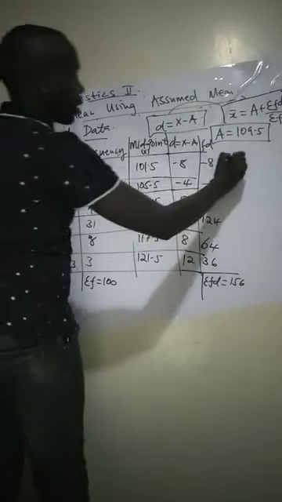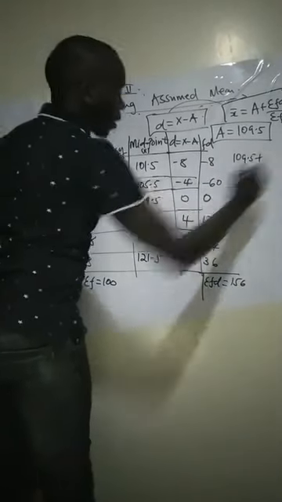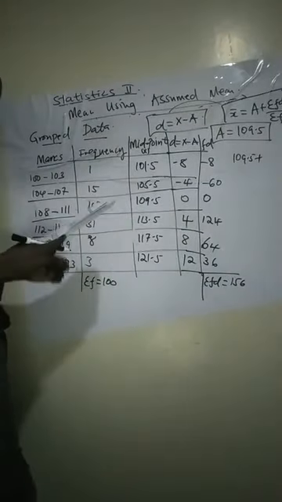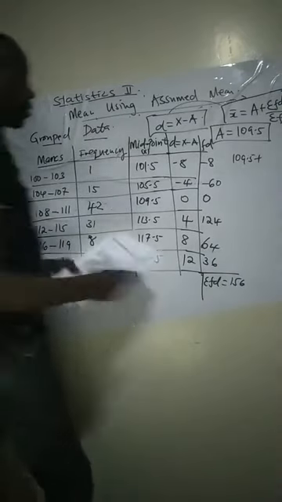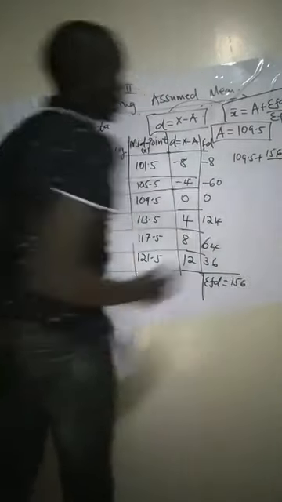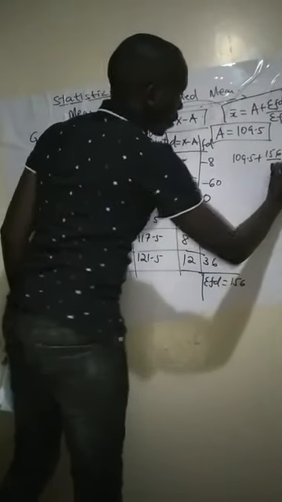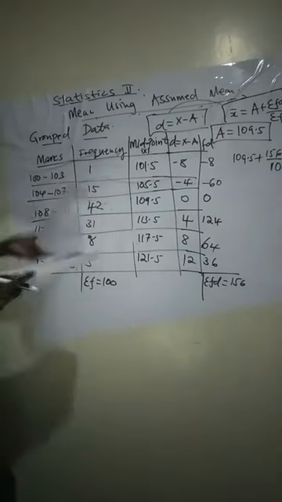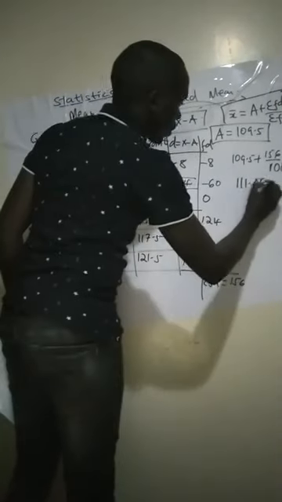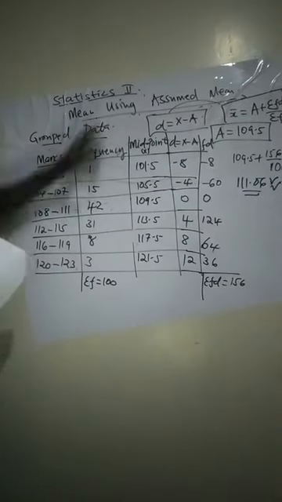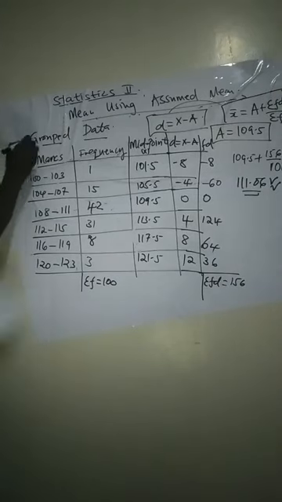So assumed mean 109.5 plus summation of FD 156 divided by 100. That should give us the answer, which is 111.06. And that is how you get the mean using assumed mean in the case of grouped data.